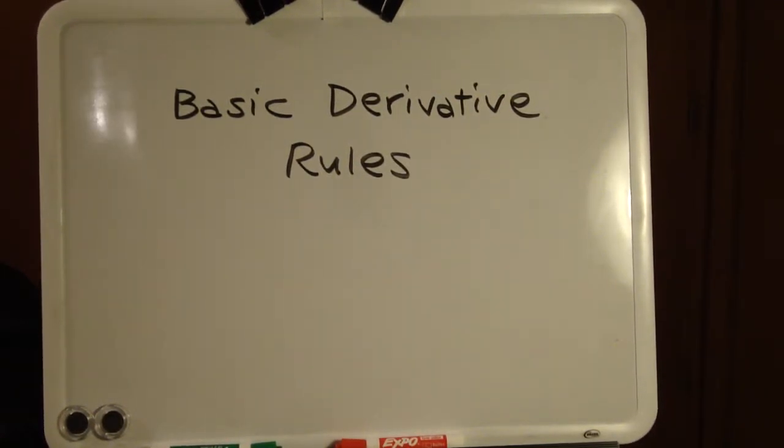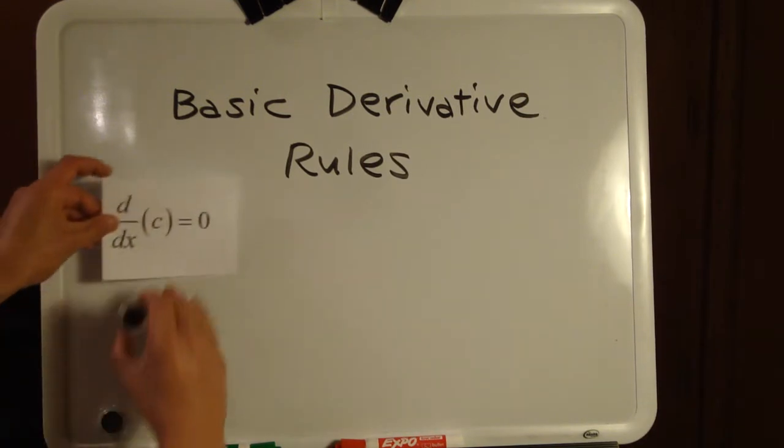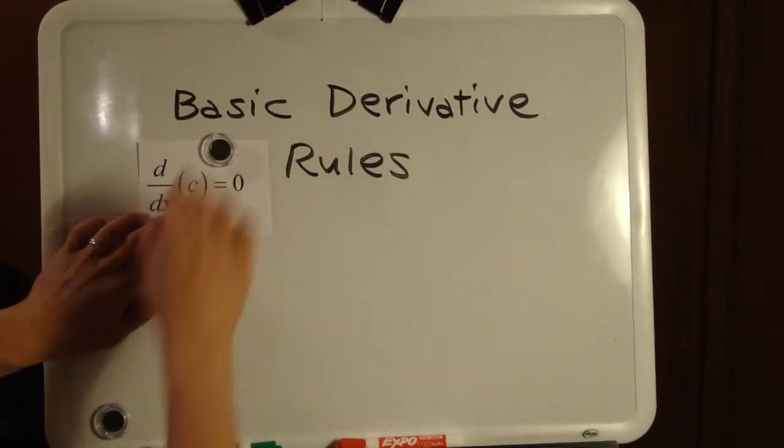So this lesson here is about the basic derivative rules. We're going to learn more or less all of the shortcuts for finding a derivative. So I'm going to start right off. We're going to go through about 7 or 8 of these. So this is the first basic one here.